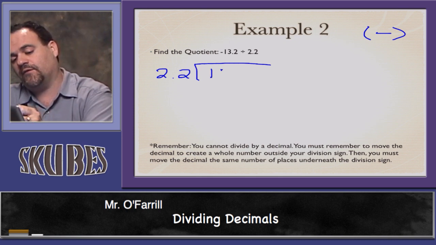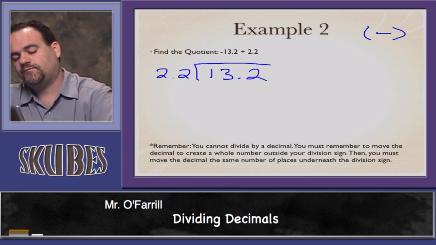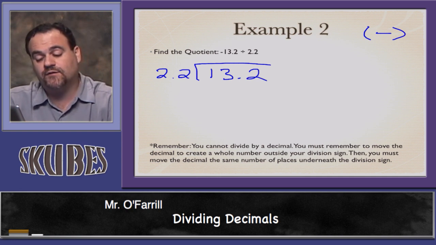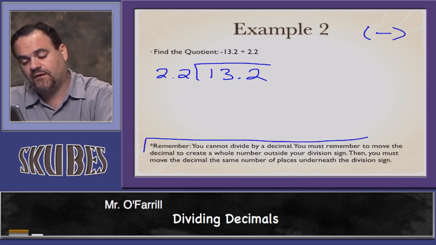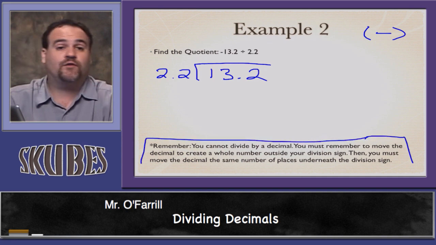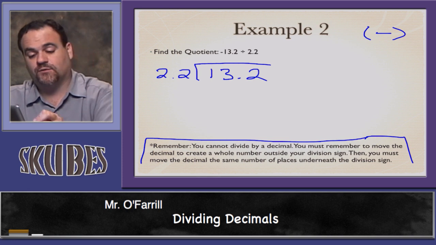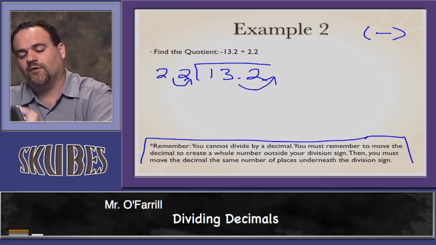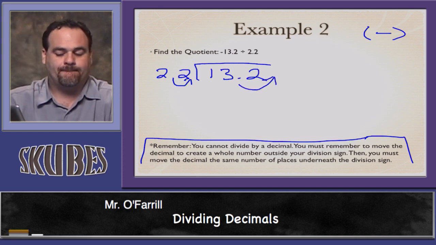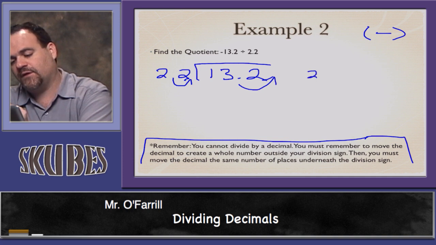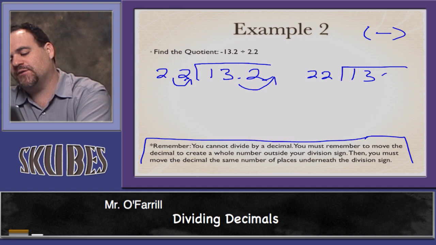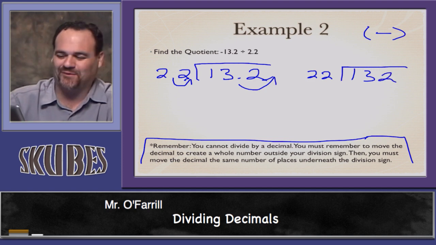We have 13.2 divided by 2.2. We can't do it this way because according to what this says down here, you can't have a 2.2 on the outside. So we're going to go ahead and move that decimal point one place to the right and move that decimal point one place to the right. That's going to give us 22 into 132. There's that number I slipped up and said earlier.